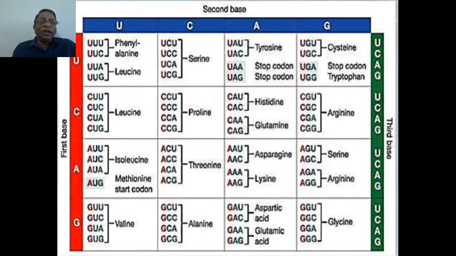So this genetic code was deciphered. Deciphered means cracked. Who? Ochoa and Nirenberg. Ochoa and Nirenberg deciphered the genetic code. So write all these bases, 64 code words.